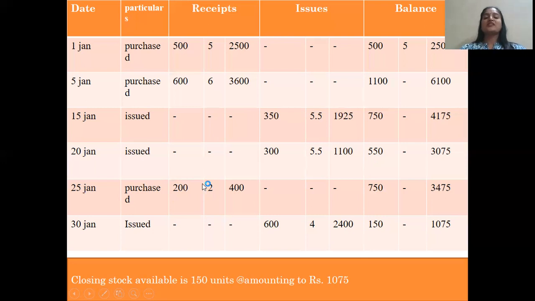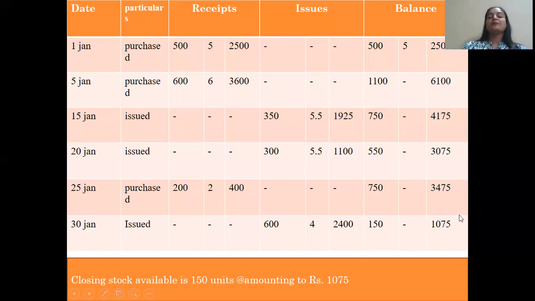6 plus 2 is 8. 8 divided by 2 is 4. So you are going to get the balance of 2400. So 600 into 4 is 2400. 750 minus 600, you will be getting 150. So the amount you are going to get is 1075.